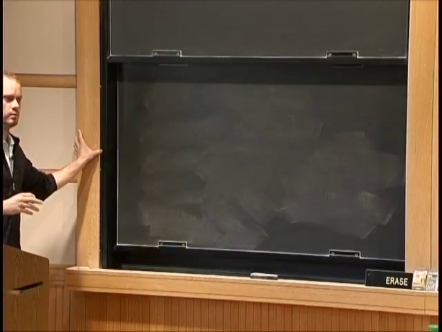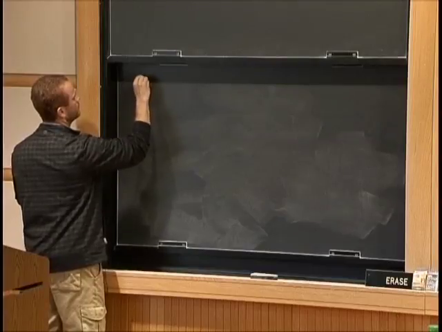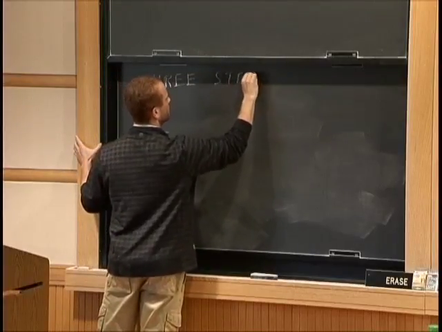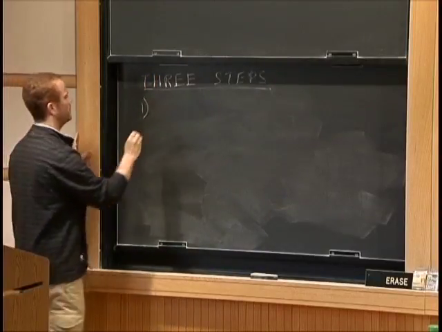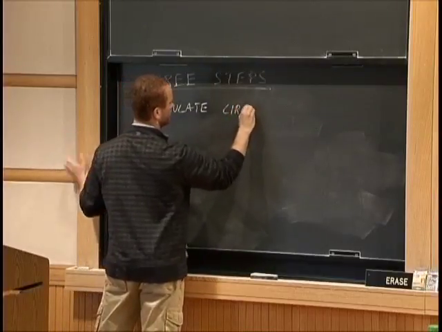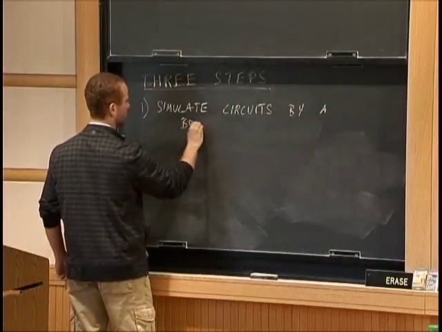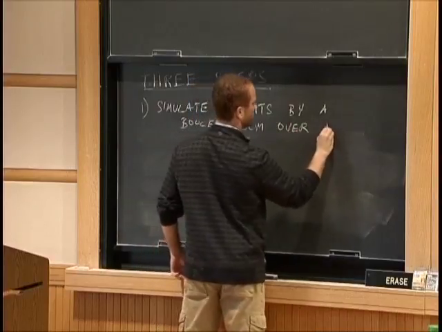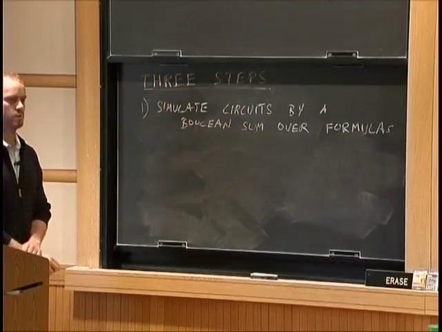To prove this statement, we will prove three things. So there are three steps. The first step is to simulate circuits by Boolean sum over formulas. Boolean sum is exactly what appears in the definition of VNP.